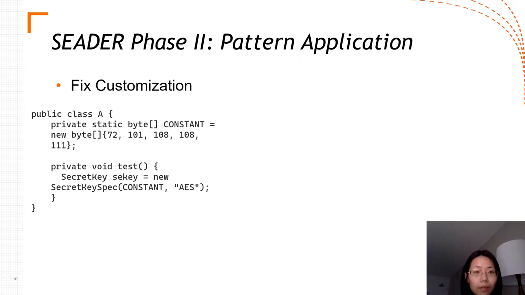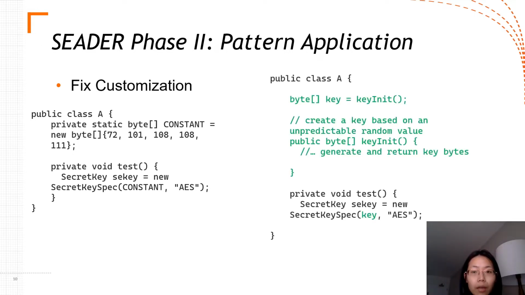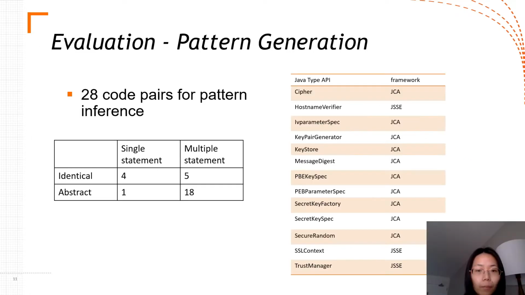By customizing the abstract fix for the particular program context, Cedar suggests a program-specific fix to developers. In particular, instead of using a constant value for the first parameter, the fix uses a key derived from unpredictable random values and creates the key by defining an actual function. We crafted 28 code pairs and Cedar generates 21 unique patterns, which cover API misuse related to certain APIs.